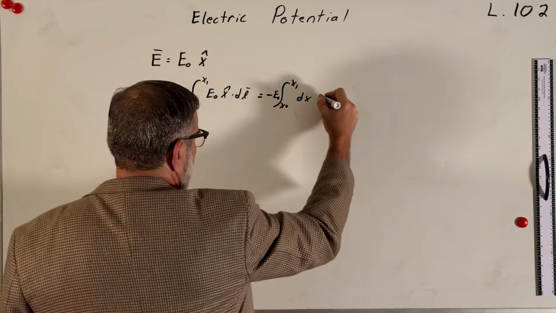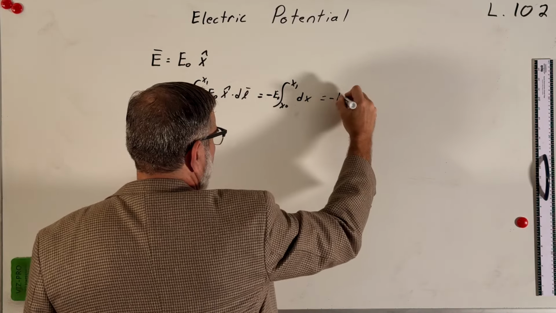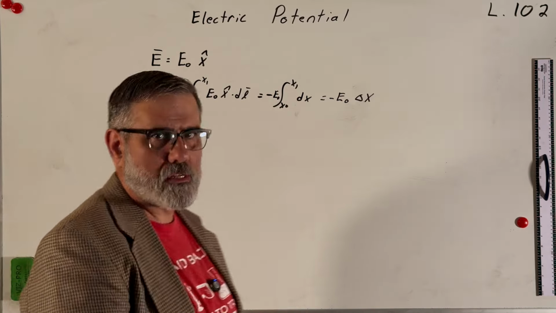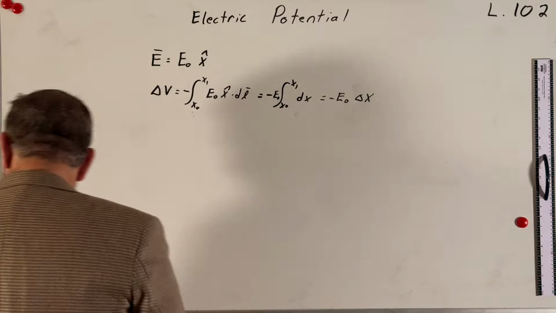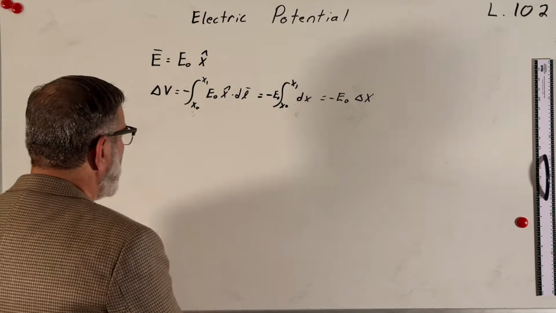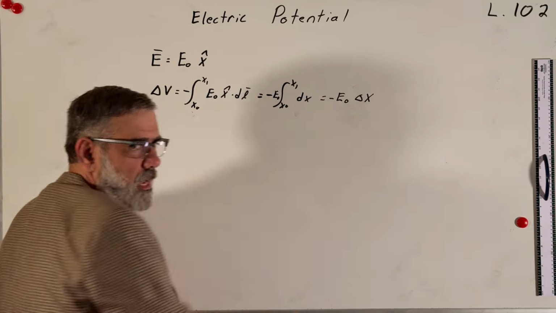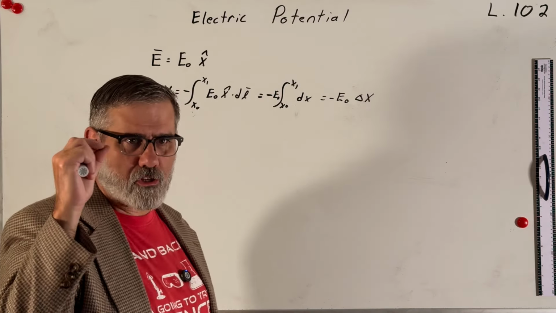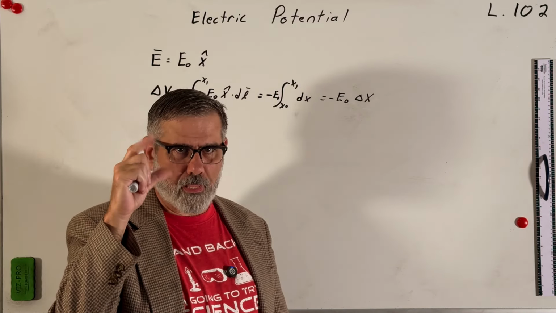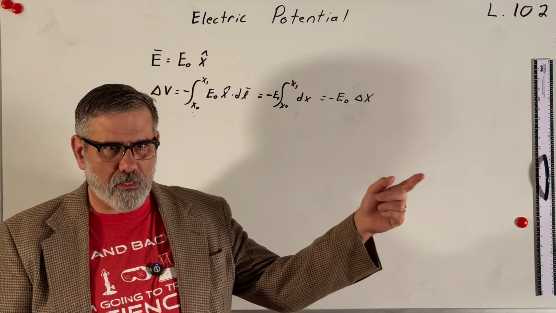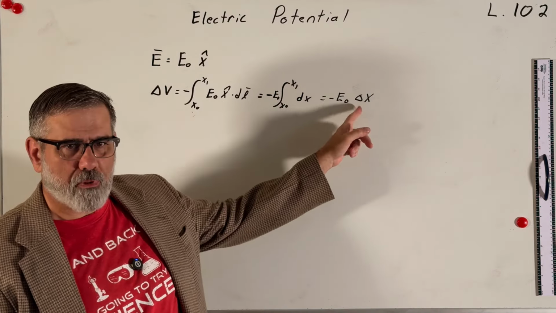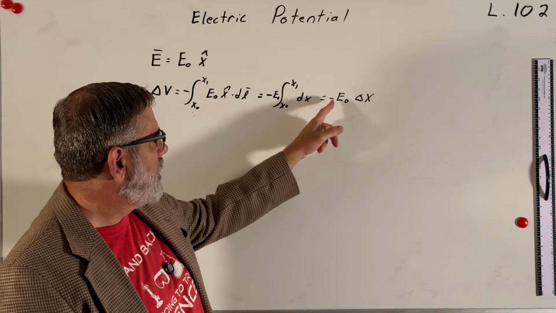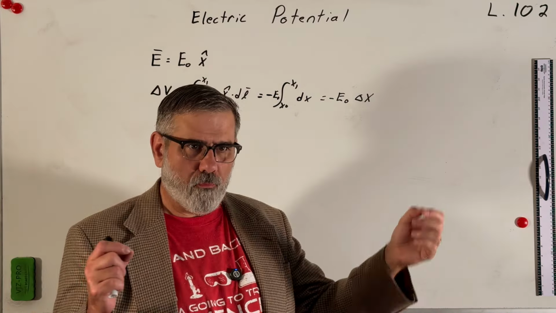And this is an easy integral to do, right? This is just minus E naught times delta x, where delta x is x1 minus x naught, okay? So what does that say? That's saying that delta V is going to decrease, that's the negative sign, by the amount E naught times delta x. So if I just take a charge and I clamp it in some position and then let it go in this uniform electric field, it's going to accelerate. And the change in position, the displacement, will decrease the electric potential by an amount minus E naught times the distance that I move, okay?